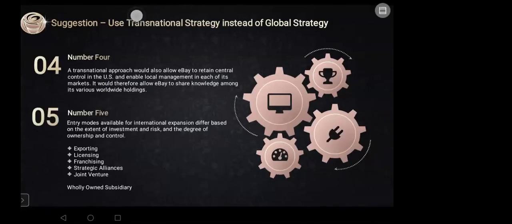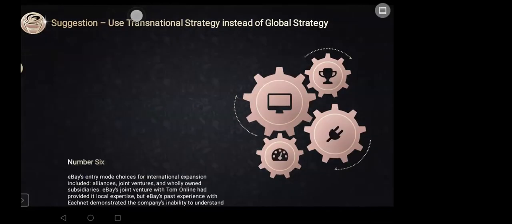Number 4, the transnational approach also allows eBay to retain central control in the US, so it will help the local management in the market. So I believe these are the modes that you can use for international expansion: exporting, licensing, franchising, strategic alliance, and joint venture.